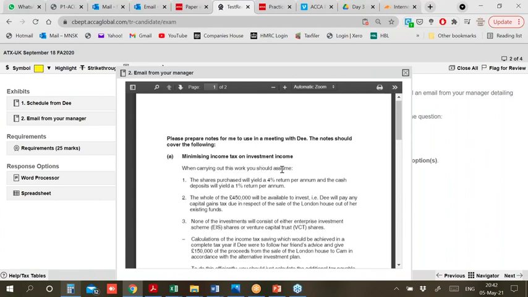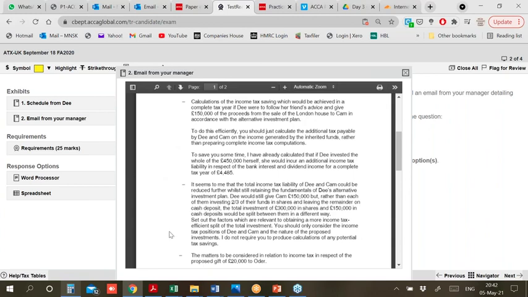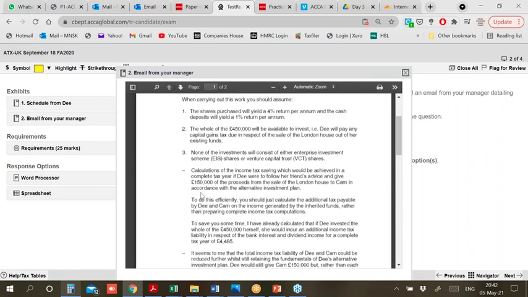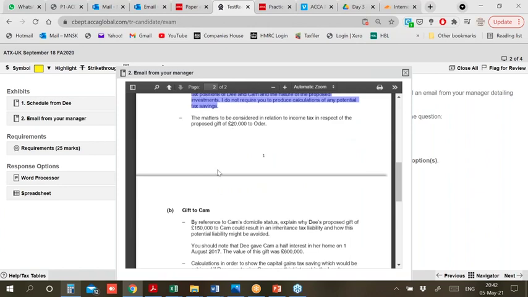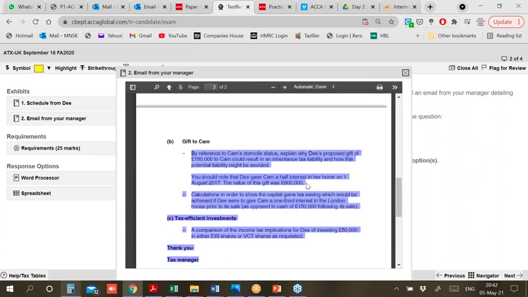When carrying out the work, you should assume these three points. I have to assume, and then these bullet points are with which you can see a dash. These are my requirements. When I have to answer, I have to make sure that I answer for every bullet point. This is one bullet point till here. Then this is the second bullet point, whatever it is. And then there is the third one. Then it's requirement B. And when I'll be answering requirement B, I have to remember that I should answer two bullet points.